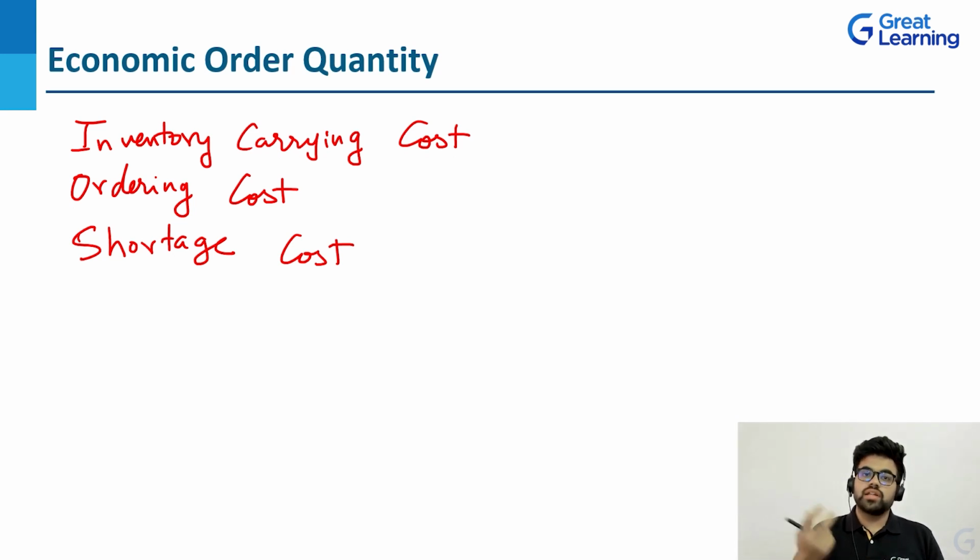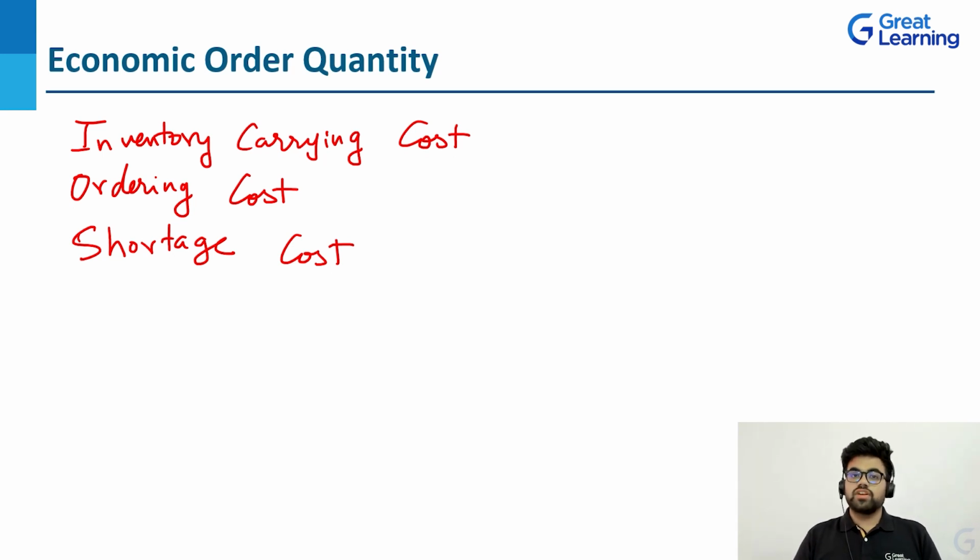Currently, in the mobile phone market, there is a shortage of silicon chipsets. Hence, the price of mobile phones is increasing. So there can be certain reasons, things that are going on, that would lead to shortage or stock out situations happening.